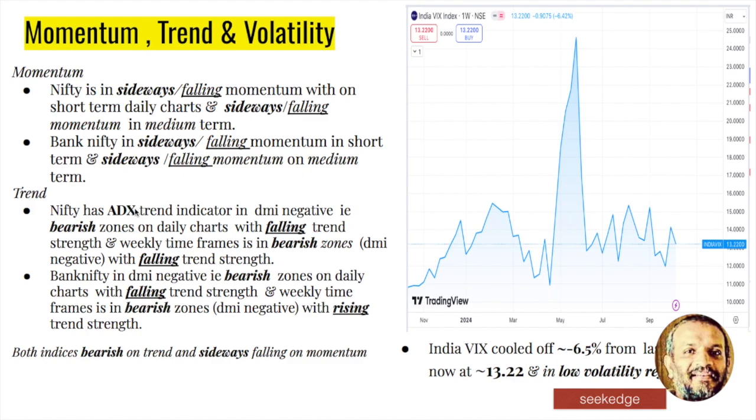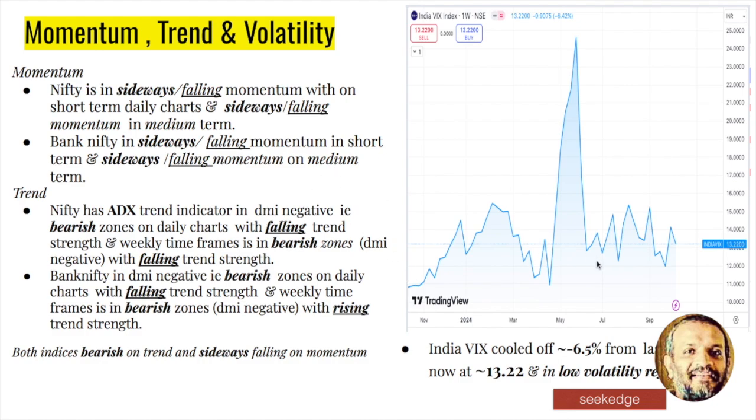If you look at ADX, it's a trend indicator, you can see that nothing has happened there. It's not even more bearish. It's bearish in the medium term and the short term. Sideways bearishness is what you see in the momentum and the trend summary. If you do a multi-time frame analysis, that's what it summarizes.